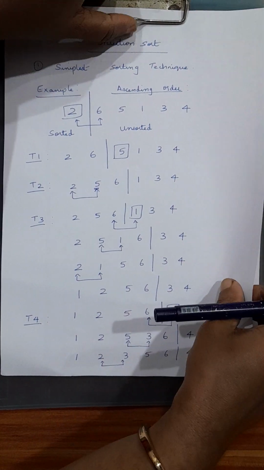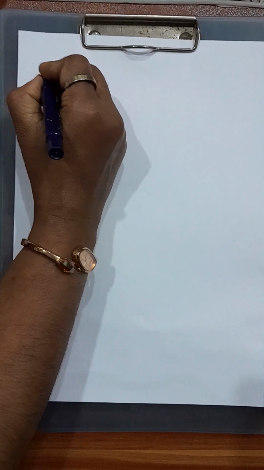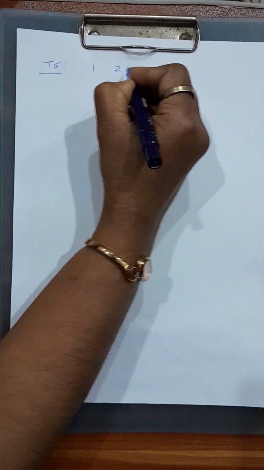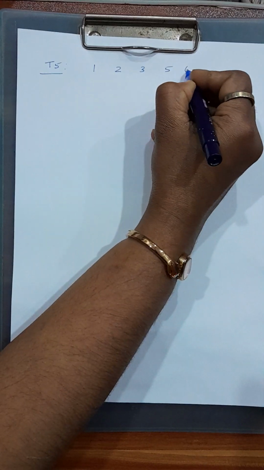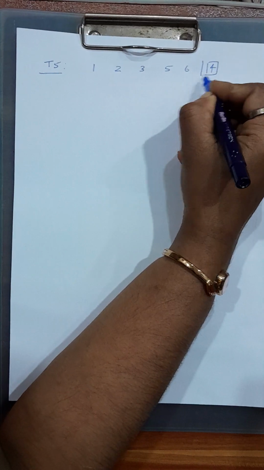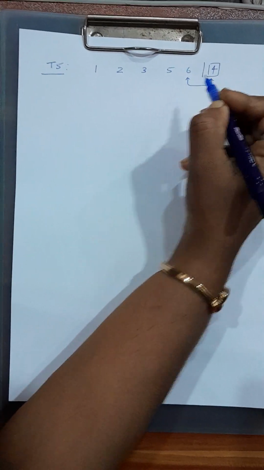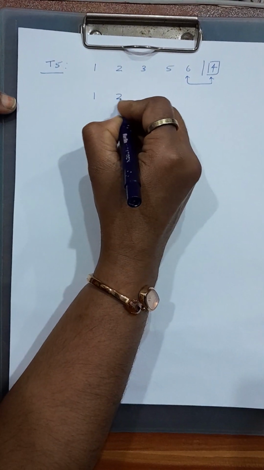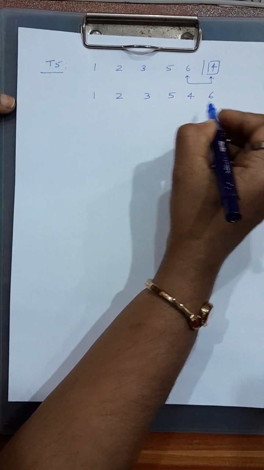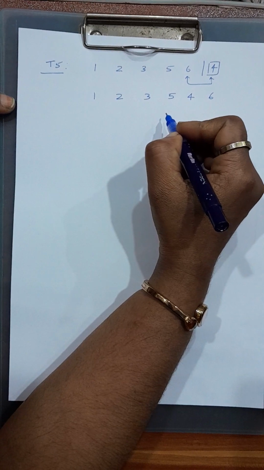So the next iteration, 1, 2, 3, 5, 6 and 4. So now there is a check between 4 and 6. 6 is greater than 4. So there is a swap, 4 and 6. There are no elements after the unsorted part.